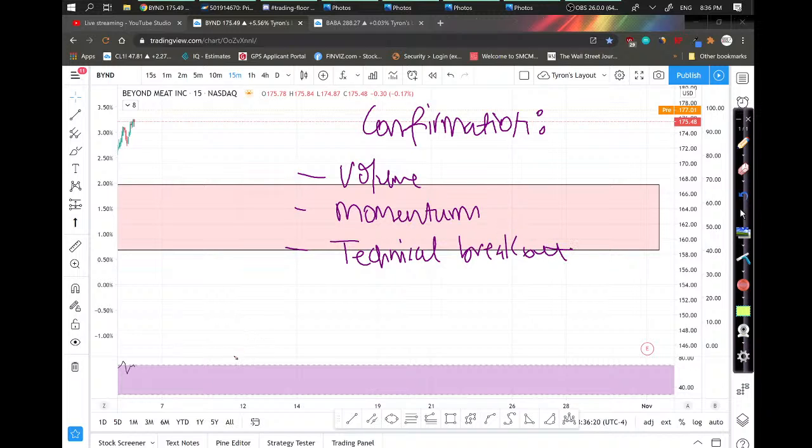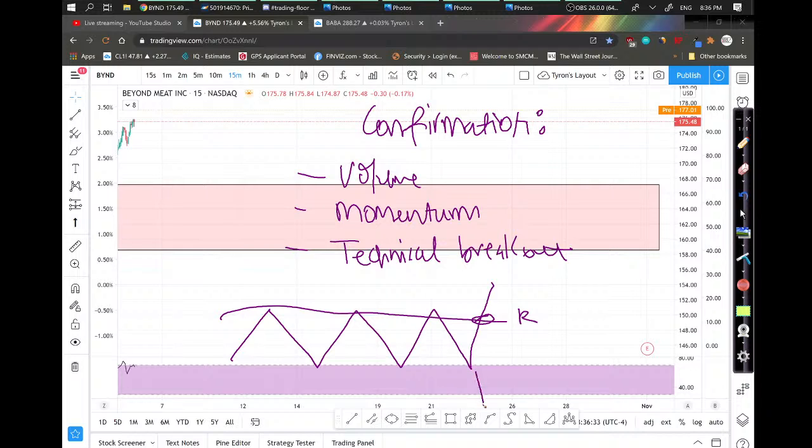For example, if something's moving like this, and then it breaks out of the resistance, at this point here, there needs to be volume, a momentum pushing the stock up, and it has to break out of the resistance. That will give you a good inkling that this is a confirmation. Now, the next thing is, a breakout is not all that important. What is further information is something called a retest.